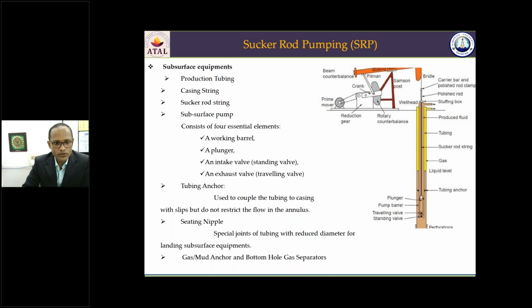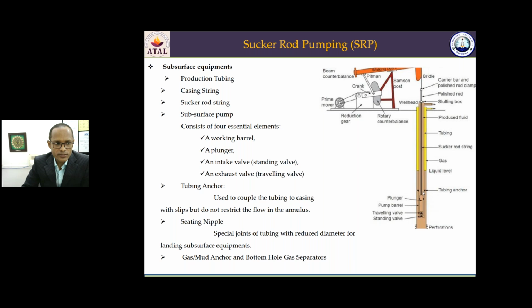The tubular that is used for producing the fluid, that is, taking out the fluid from the subsurface to the surface, is called the tubing. That is the production tubing. This is the casing. So the tubing and the casing are the downhole components of the sucker rod system. Then we have the sucker rod string, which is the assembly of the sucker rods. Then we have the subsurface pump. It's a PD pump, a positive displacement pump.